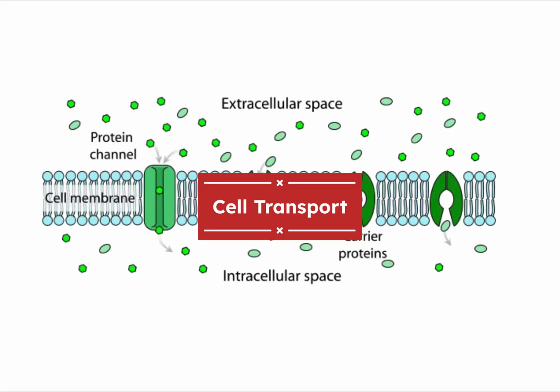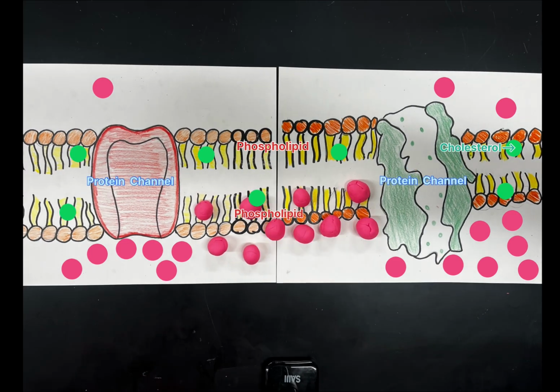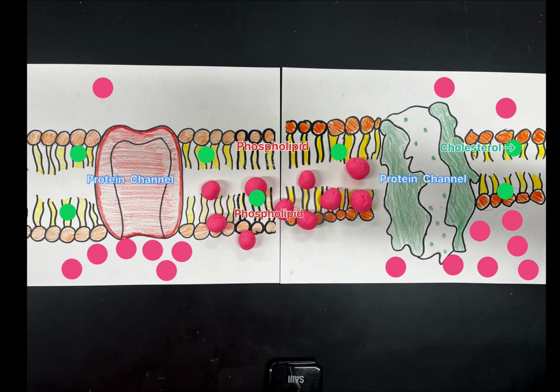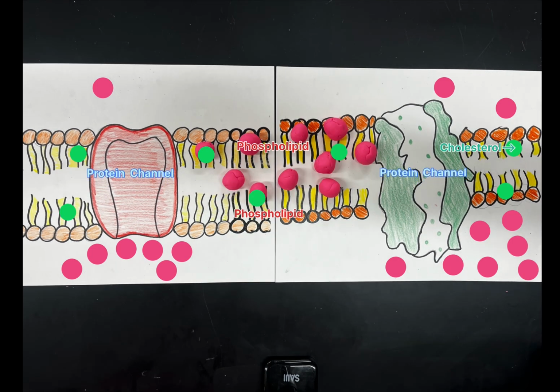Cell transport plays an important role in all living matter and is how vital components such as oxygen and water travel throughout the cell. All living cells require oxygen to survive. The process in which cells receive oxygen is known as simple diffusion.